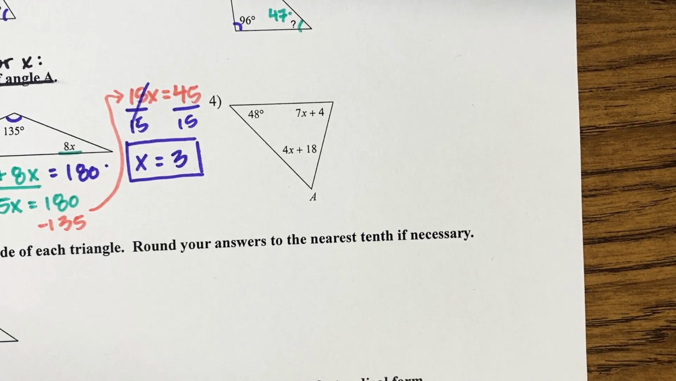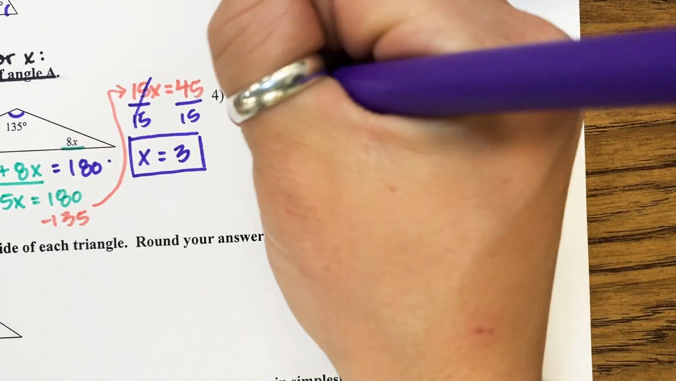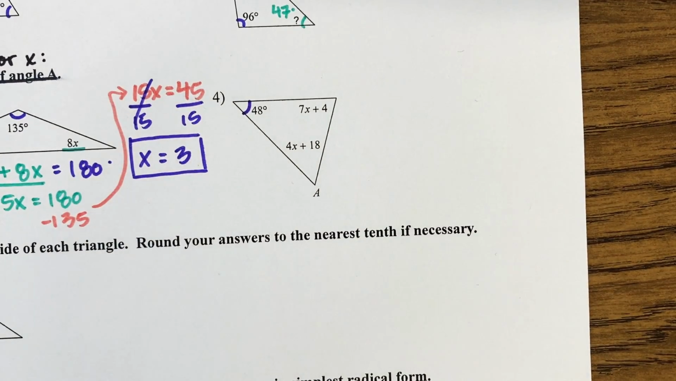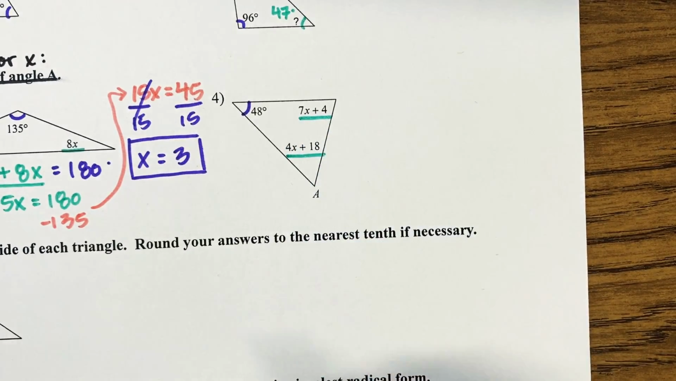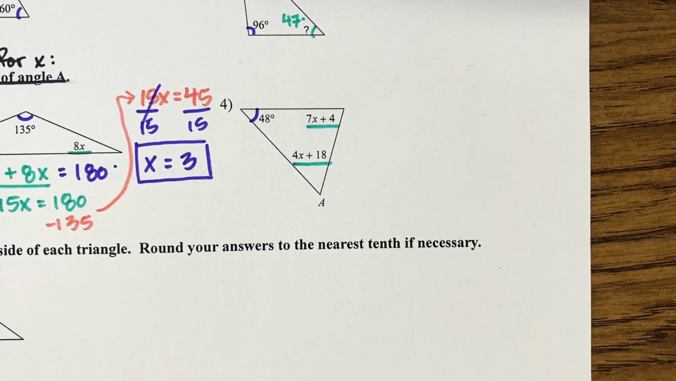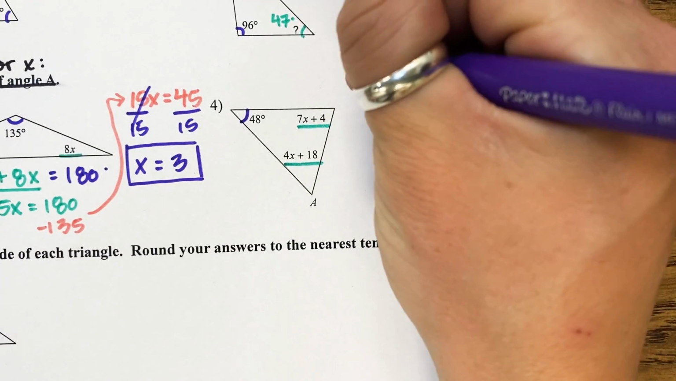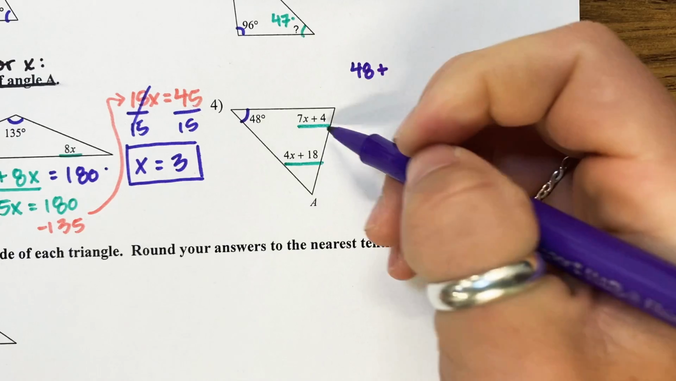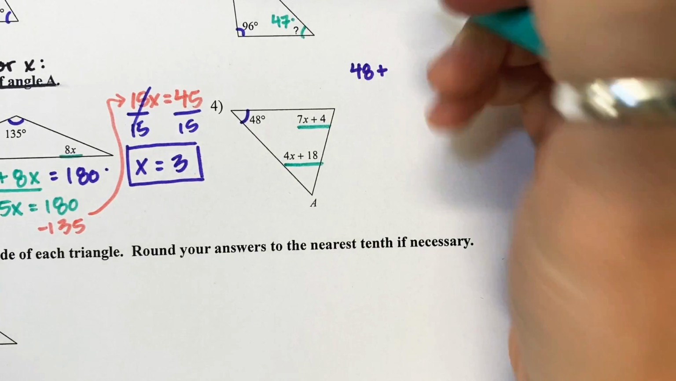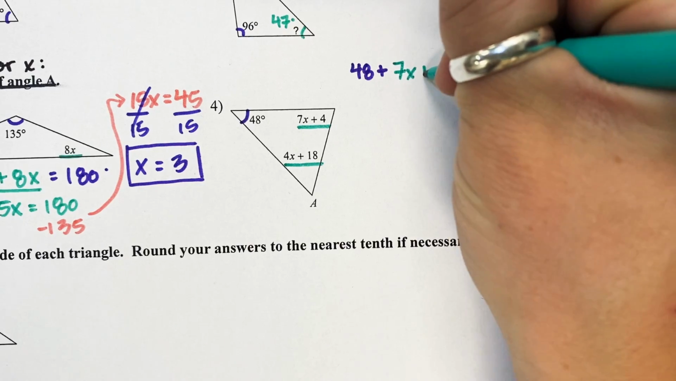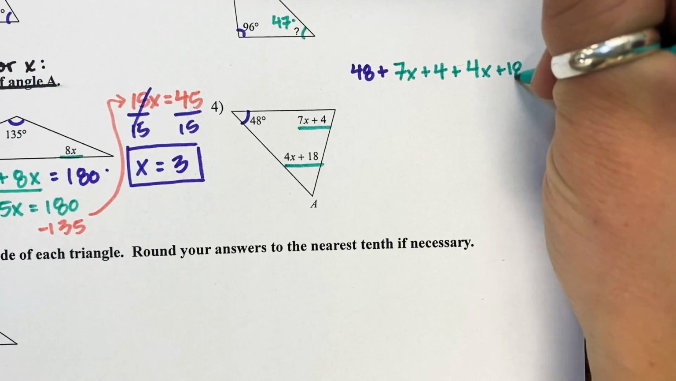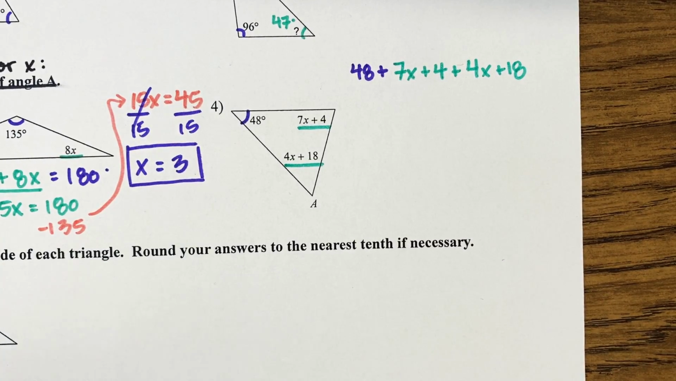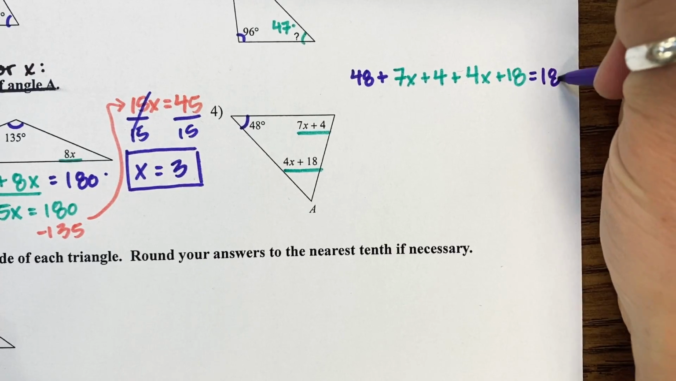Okay, so let's look at number 4. What is the angle that it gives us, the angle that we know? It only gives us 48. The other two angles have x's in them. They are equations. So instead of subtracting the angles that it gives us, we have to add them up. So I have 48 plus the two other angles, even though they have x's in them, that's okay. 7x plus 4 plus 4x plus 18 were those last two angles, and they all add to be 180.